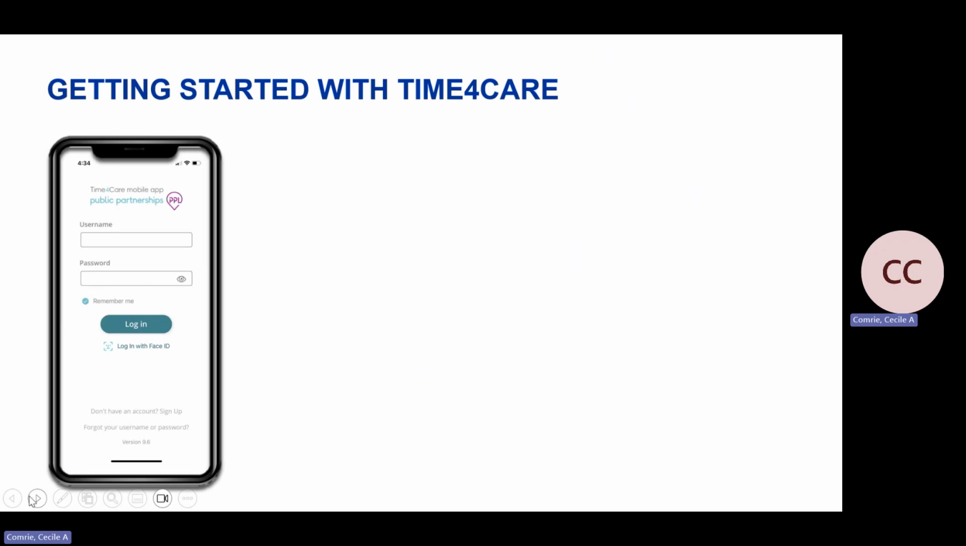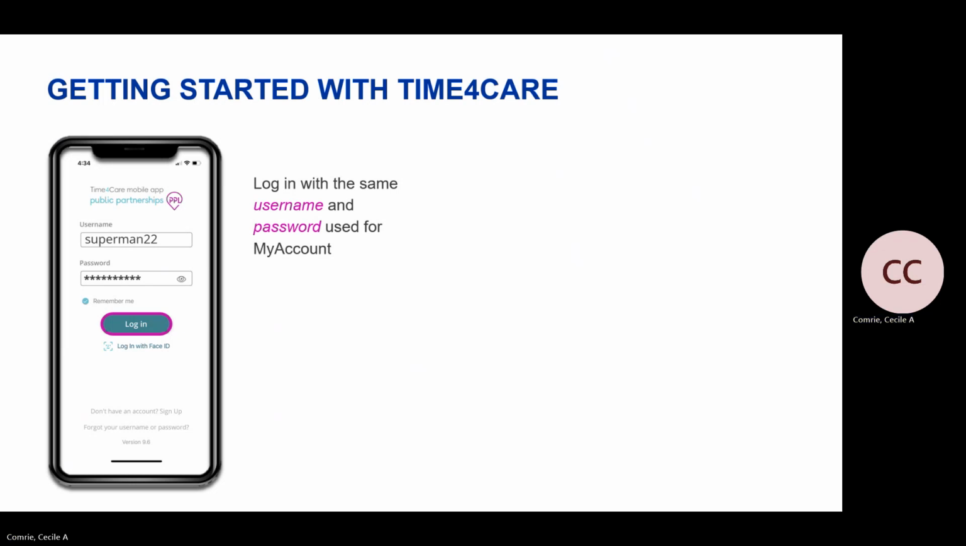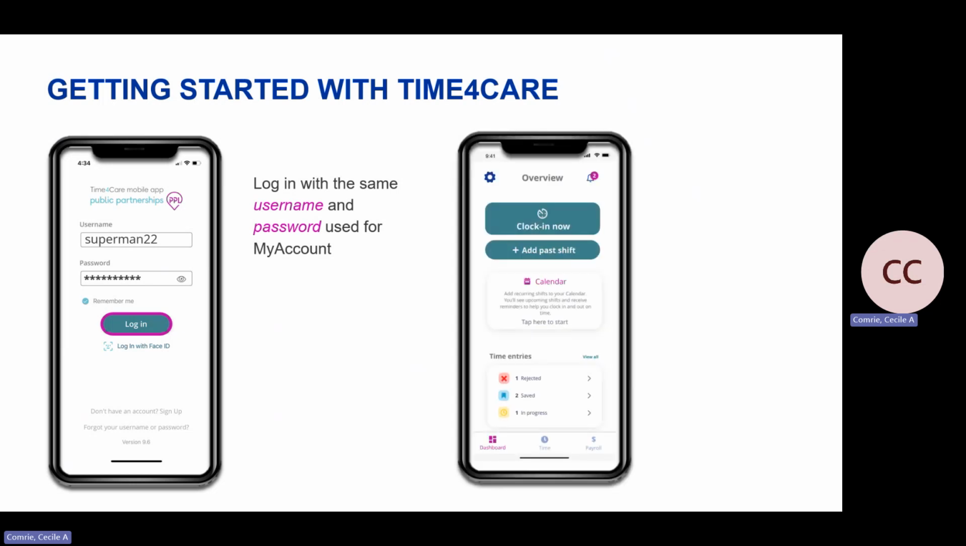But let's get started with how we use the Time4Care app and what we need to do. Go to the Apple or Android store and download Time4Care. The word Time, the number four, and the word Care. Once you've located and downloaded the app, use the same username and password that you have for your My Account. If you have not completed your registration with My Account so that you have that username and password, that's your first step. Complete your registration. Once you have your username and password, you're simply going to click log in.